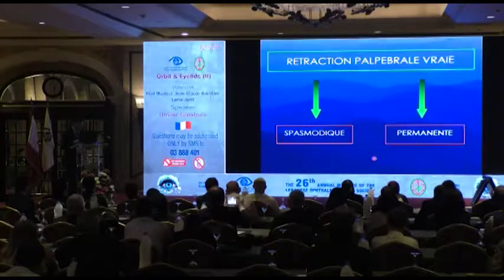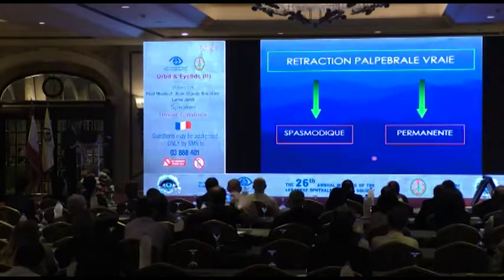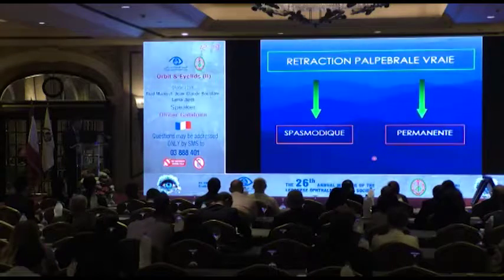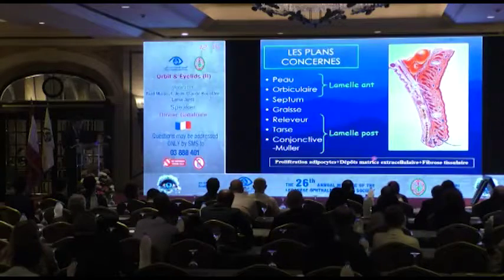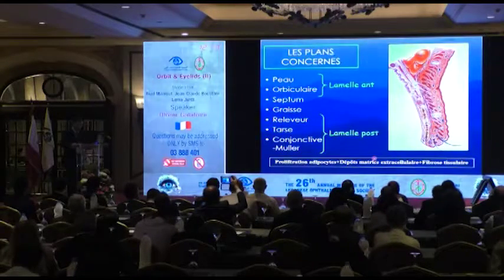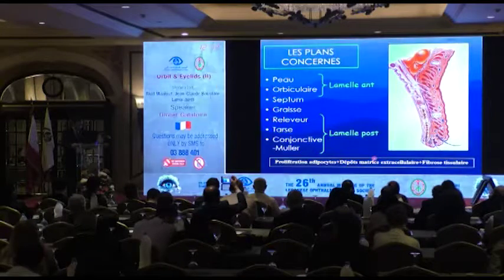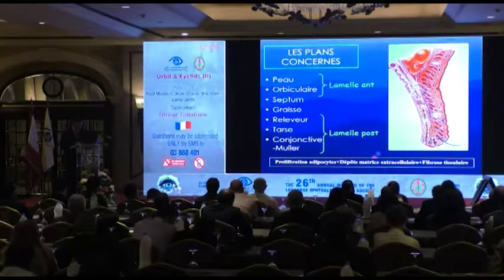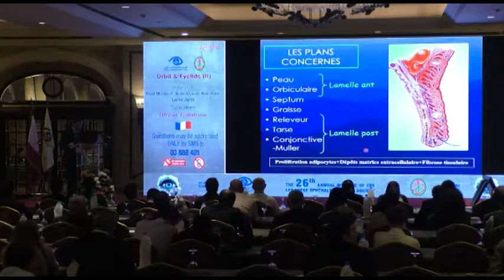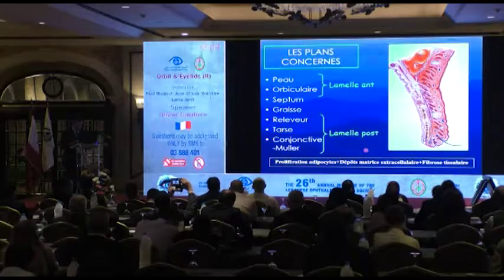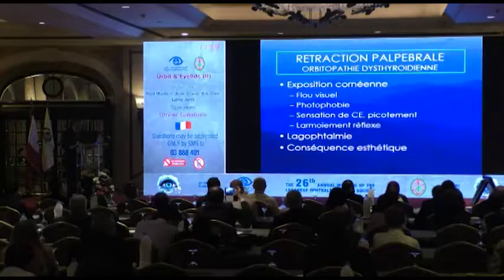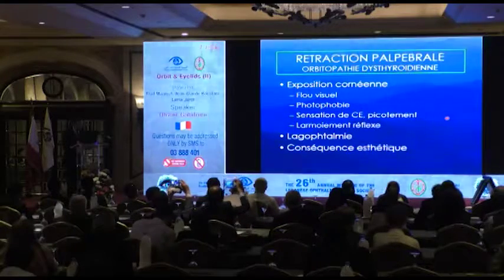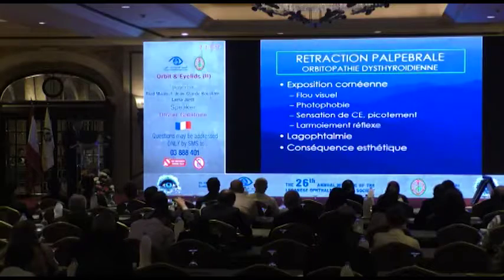When you are sure there is a real retraction, you can separate spasmodic from permanent retraction because the treatments are really different. What's happening when you have an eyelid retraction? The posterior lamella is the seat of adipocyte and other cell proliferation, creating fibrosis of the posterior tissue. It causes corneal exposure with lagophthalmos and anesthetic consequences.